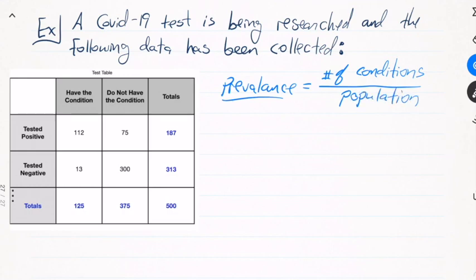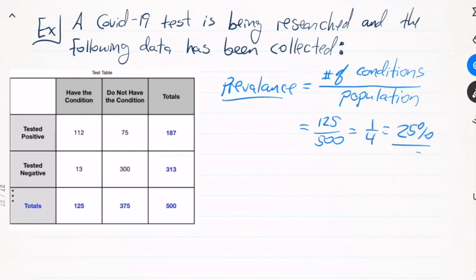Now, in this case, the population is the number of people that were in this experiment to see how well this test catches the virus COVID-19. So the people that have conditions, there's a total of 125 of them, and then it's out of 500. So when we come up with this prevalence probability, it's going to be 125 divided by 500, which is the same thing as 1/4, which is the same thing as 25%.